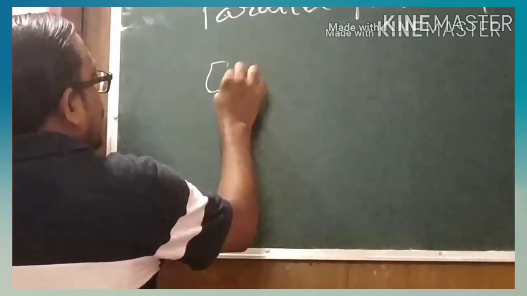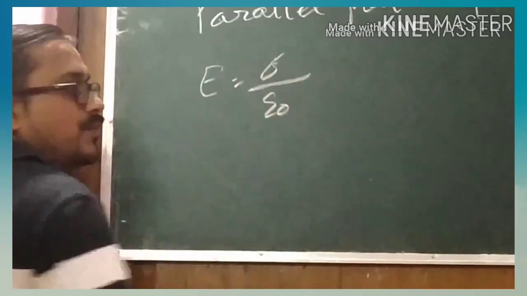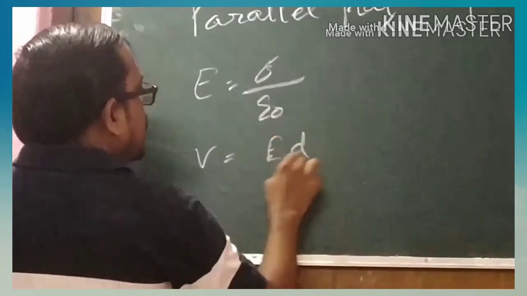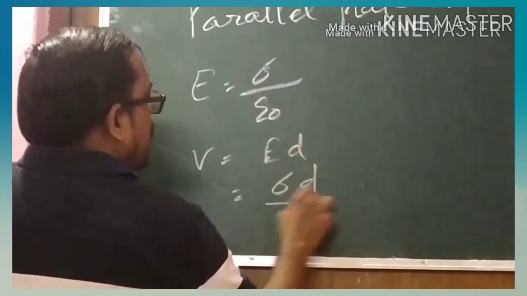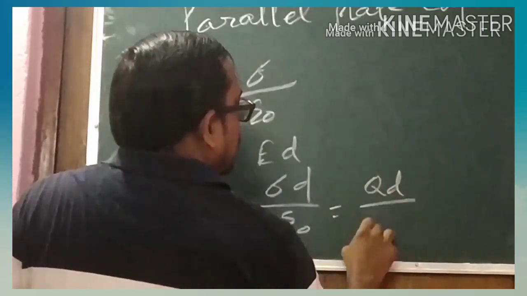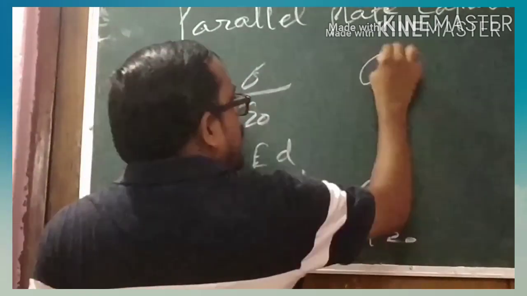Now we are introducing a dielectric in between the two conductors. Just now, for the parallel plate capacitor when there is no medium, we got that the net electric field value will be equal to sigma by epsilon 0. Now the V value, V equal to E into D, is sigma D by epsilon 0, and this will be equal to Q D by A epsilon 0. We have got the D value, and similarly we have got the value.